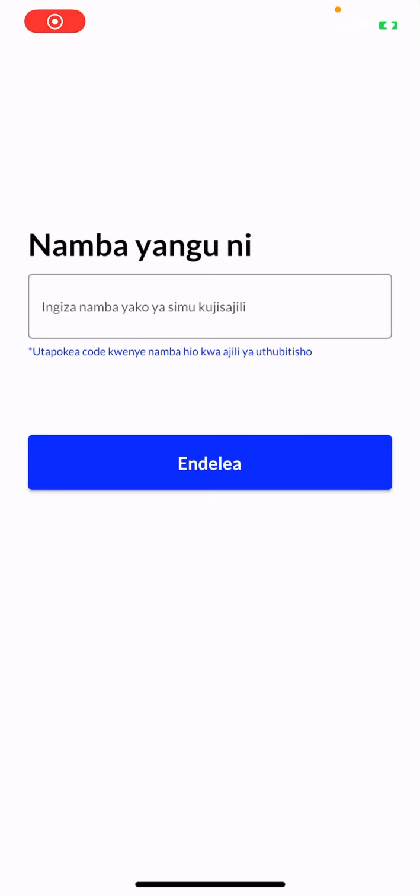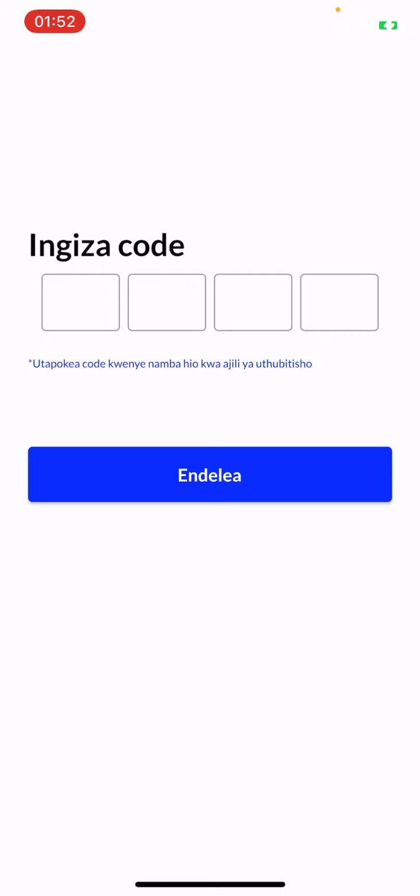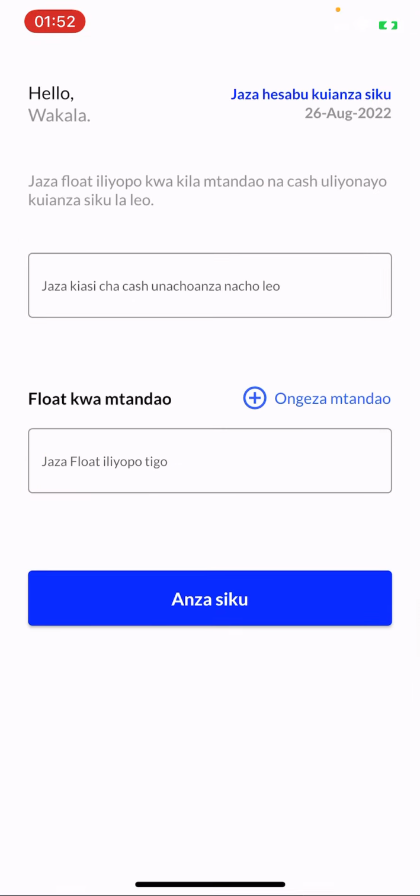This is a simple APK. We are still building our application to be able to launch it in the next 2 weeks. This is the registration form, and here is the authentication form for the code they will be receiving. And here is the first form.